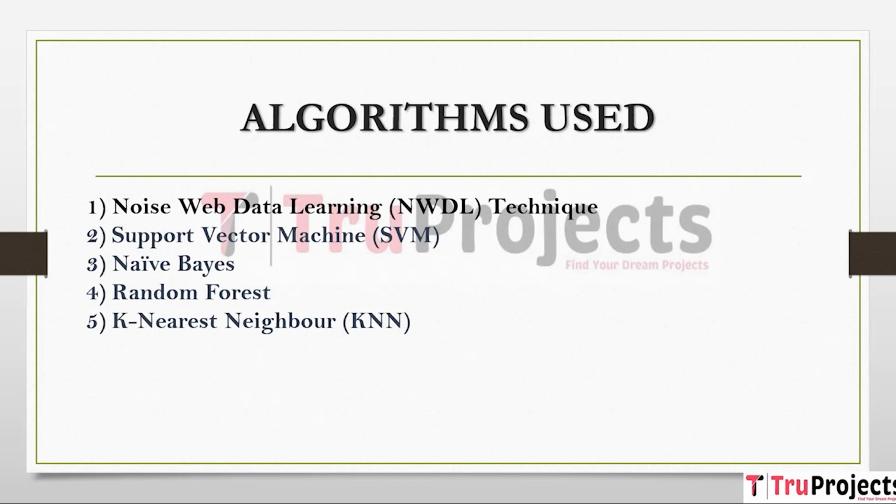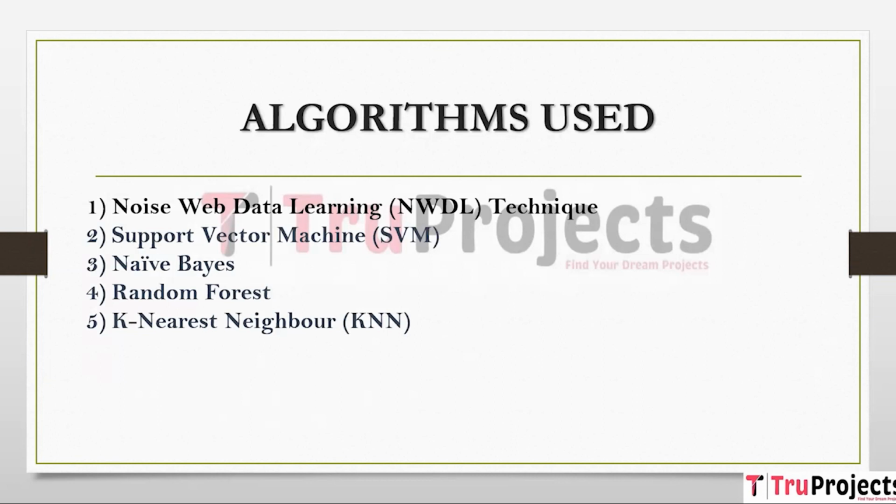Second one is support vector machine. An existing machine learning algorithm used for classification tasks, SVM is often employed in web data analysis to classify pages into different categories, including interested and noise pages in this context. Third, Naive Bayes algorithm. Another classification algorithm commonly used in text and web data analysis, Naive Bayes is known for its simplicity and effectiveness in categorizing data. Fourth one is random forest, an ensemble learning method that uses multiple decision trees to classify data. Random forest is used for its ability to handle complex data and improve accuracy.